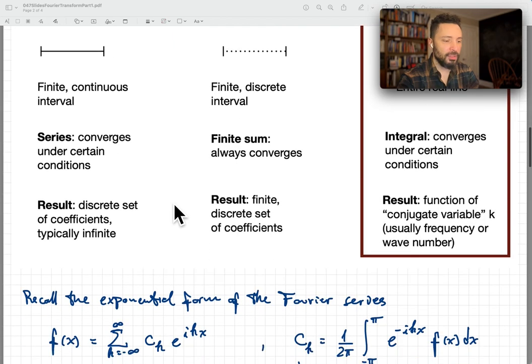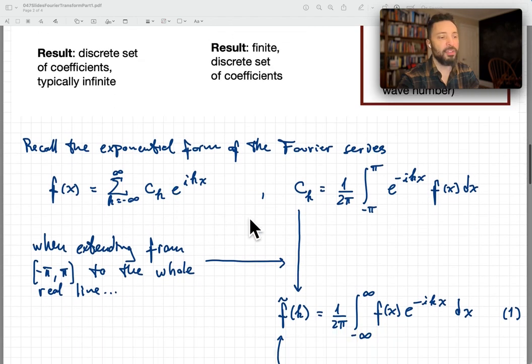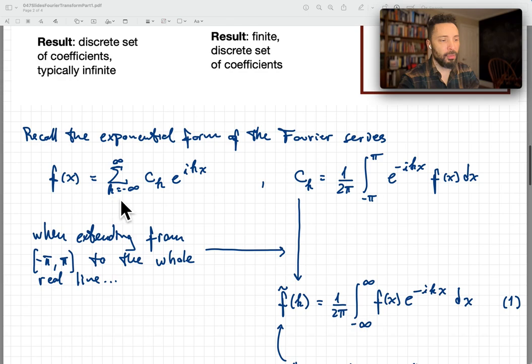So let's dive right in then. So recall that we have the exponential form of the Fourier series, which we saw in a previous video, which takes this form. So we have our target function, and this is what we try to do.